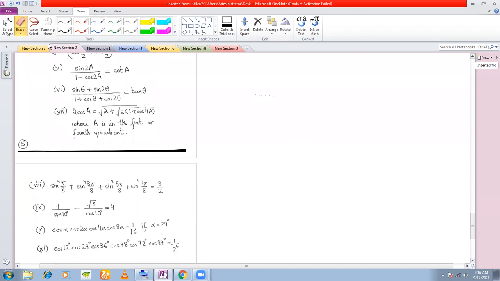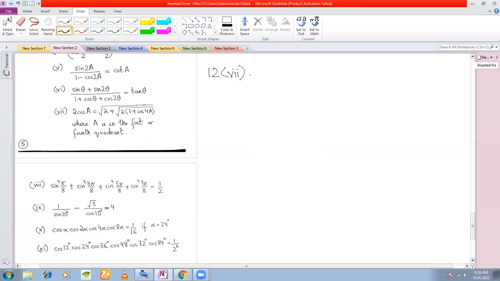Next is number 7. Now 7 is a very interesting problem. You have to prove that 2 cos a is equal to square root of 2 plus square root of twice 1 plus cos 4a, where a is in the first or the fourth quadrant.